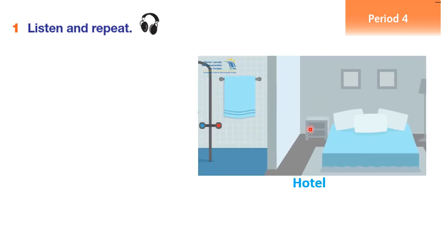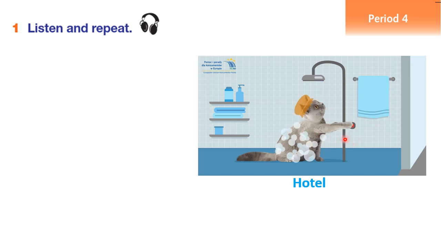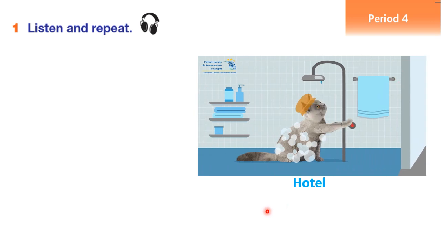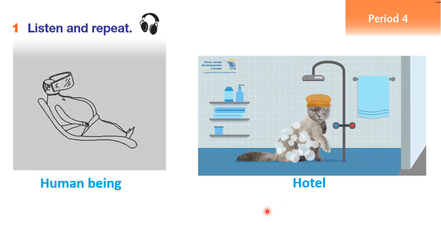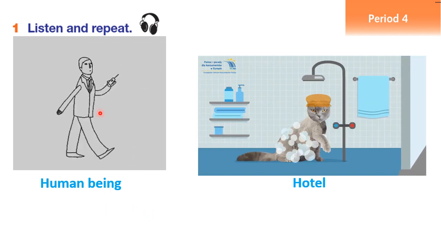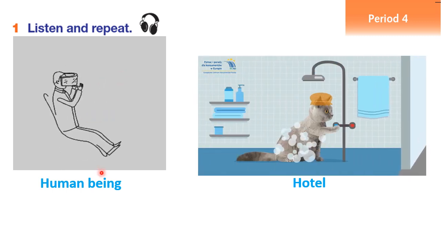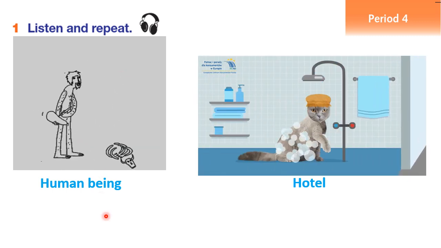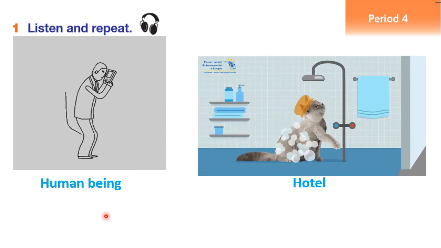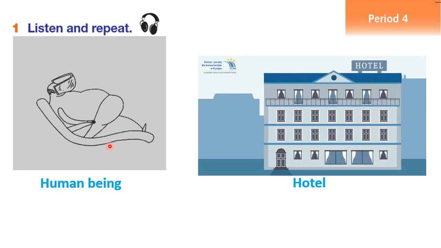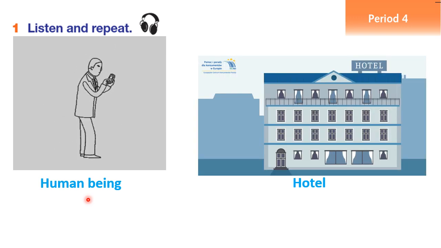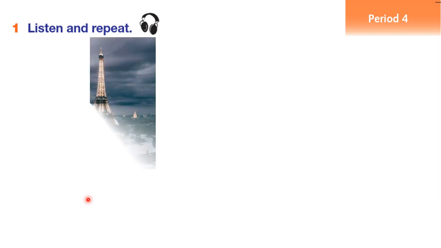Now, hotel. Do you see hotel? Yes, hotel, funduk. Human being. Look carefully. Yes. Again, young, old, and till death. Yes, this is human being. Human being, lul insan. Okay, thank you very much.